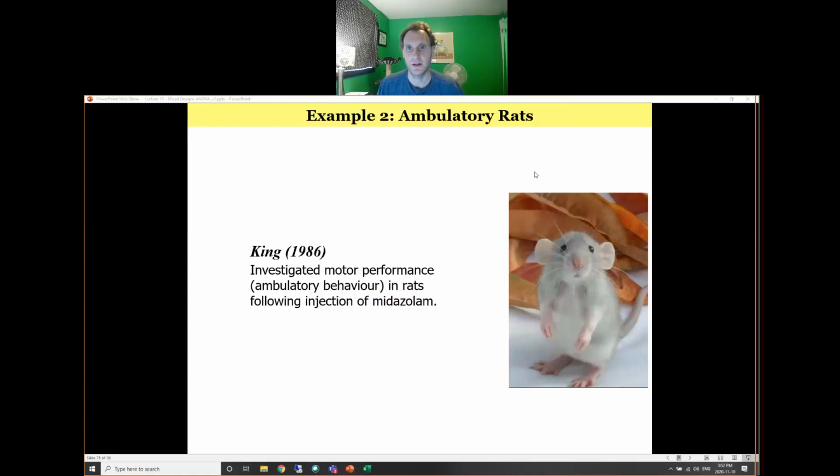All right, let's work through another example here. So for this problem, our participants are not people, they're actually rats. So in this study, the researchers injected rats with this drug, midazolam. I'm not actually sure what it is. I think it's a sedative.